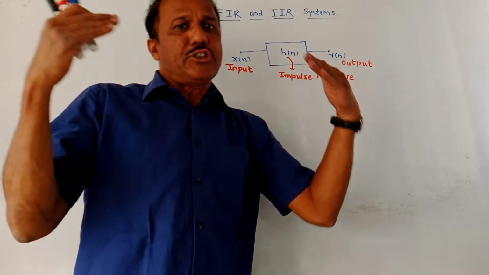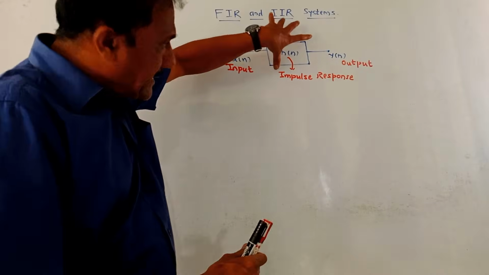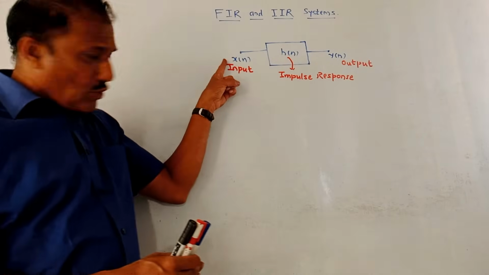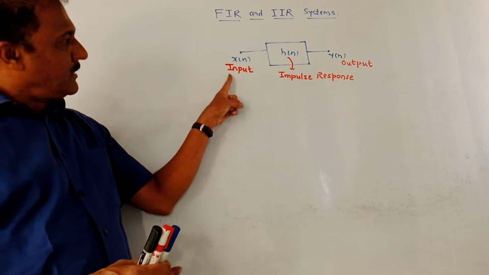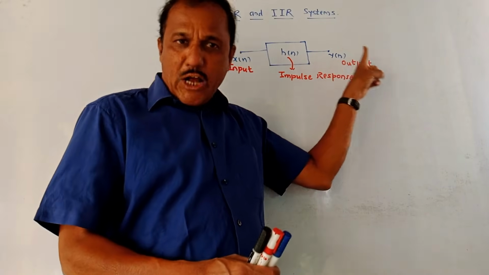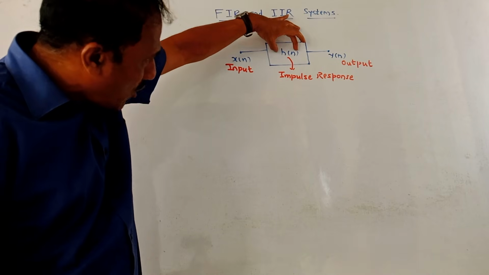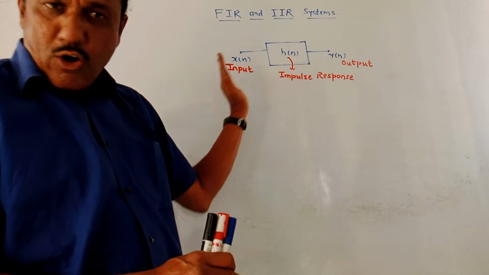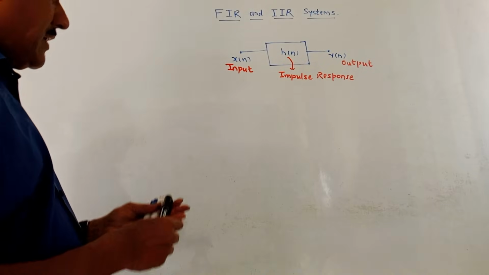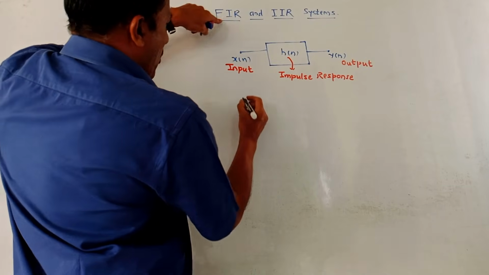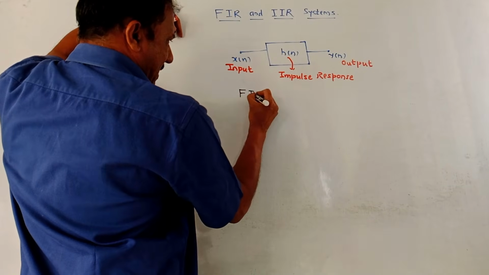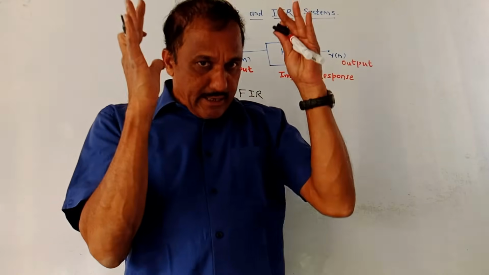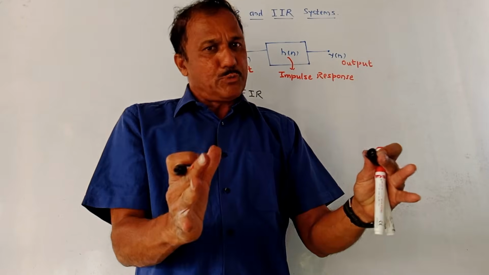Now recall the things we studied in earlier videos. This is the simplified block diagram of a system. What we have learned in the earlier video, this notation X of n represents input. This notation Y of n represents output, whereas the notation H of n represents impulse response of the system. So these things we have already discussed in the earlier videos. Now, first let us talk about FIR systems. As I said, FIR stands for finite impulse response. As the name indicates, the length of impulse response is finite.